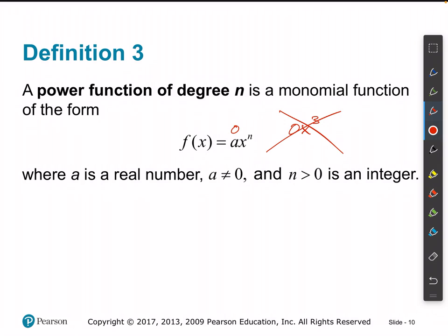So a can't equal 0, and n has to be bigger than 0 if we're in a power function. We have to have a power greater than 0 for that x to remain inside of that polynomial function. If you have x to the 0, that's equal to 1. Anything to the 0th power is equal to 1. Therefore, it's not a power function of degree n.